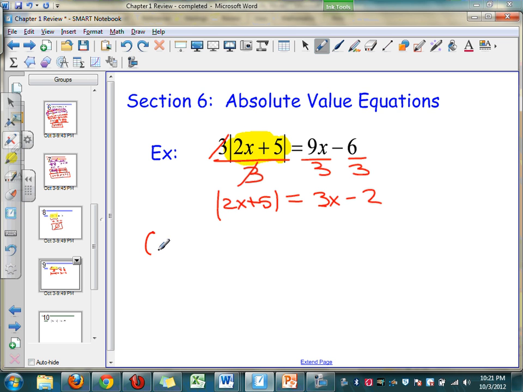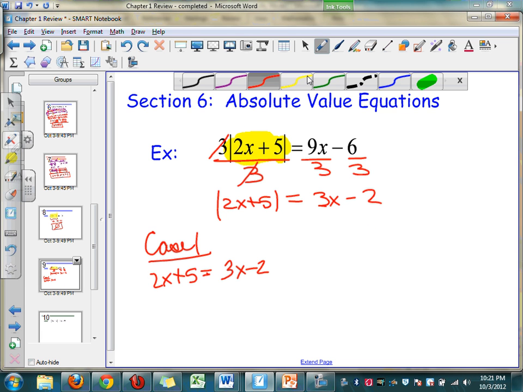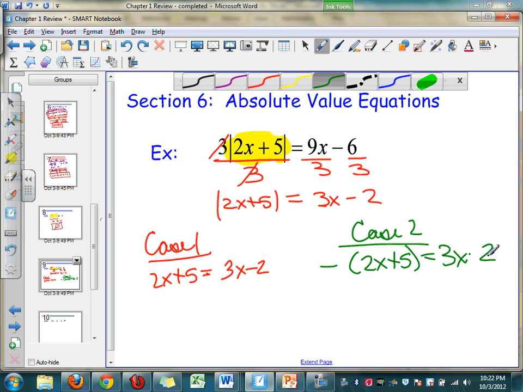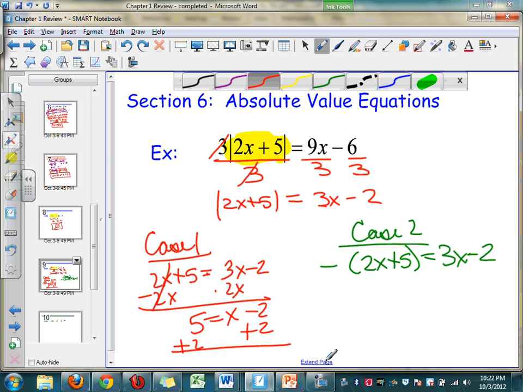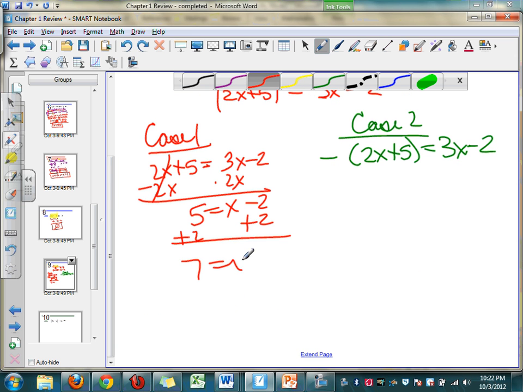So now I'm going to have case 1. 2x plus 5 is equal to 3x minus 2. And then case 2, negative out in front of 2x plus 5 is equal to 3x minus 2. So I'm going to come back over here and I'm going to solve this. I'm going to subtract the 2x. 5 is equal to x minus 2. Add the 2. And I'm going to get 7 is equal to x.